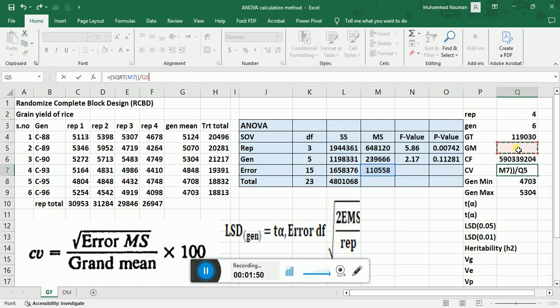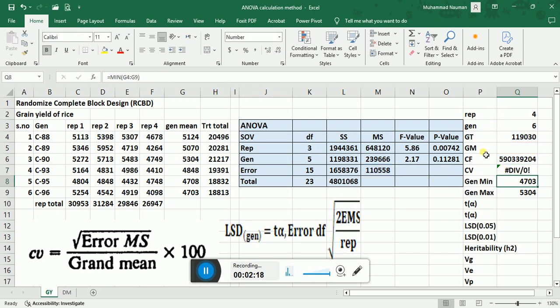divide by grand mean. Here we will calculate the grand mean later on. Mention the cell first, grand mean. Now close the bracket, multiply by 100, type star and then 100. Okay, now press enter.